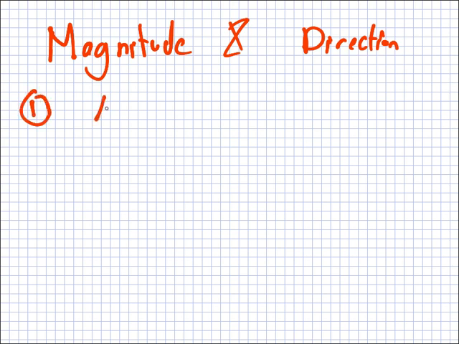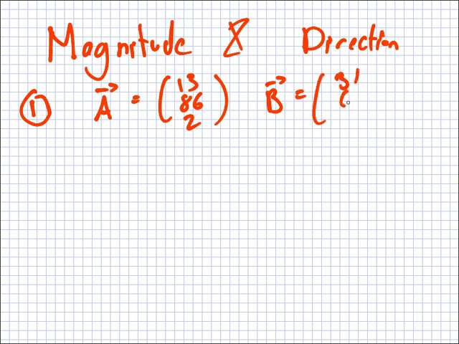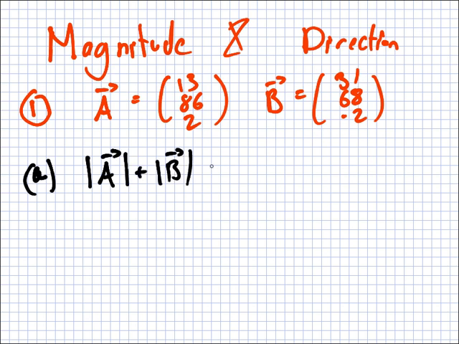So in the first question, A is 13, 86, 2, and B is 31, 68 and minus 2. Okay? So let's answer these together. Do we think it's true or false? So let's check. Magnitude of A plus magnitude of B is equal to magnitude of A plus B.